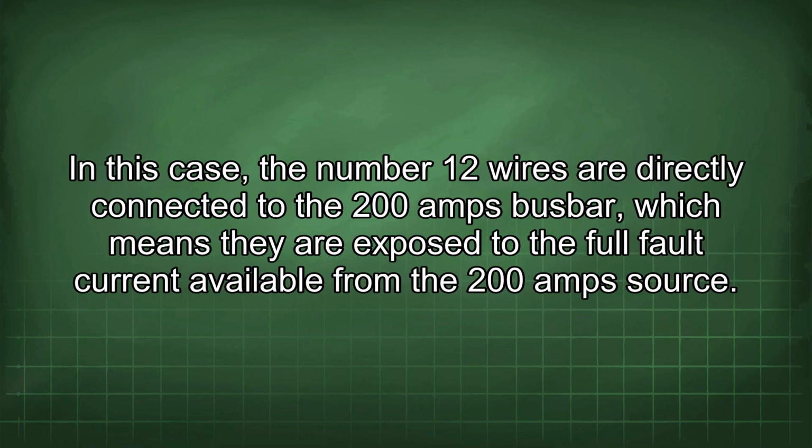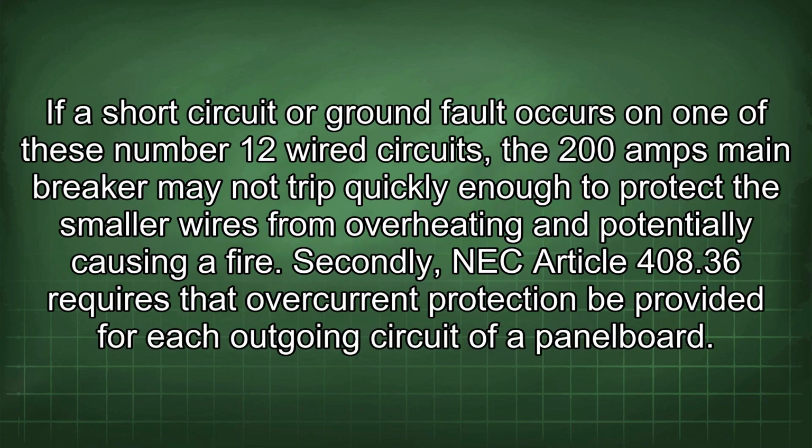In this case, the number 12 wires are directly connected to the 200 amp busbar, which means they are exposed to the full fault current available from the 200 amp source. If a short circuit or ground fault occurs on one of these number 12 wired circuits, the 200 amp main breaker may not trip quickly enough to protect the smaller wires from overheating and potentially causing a fire.